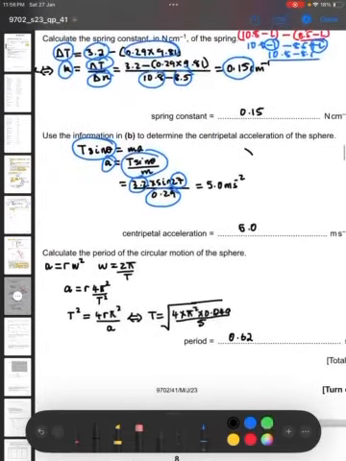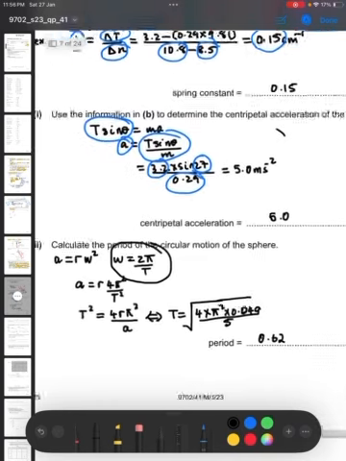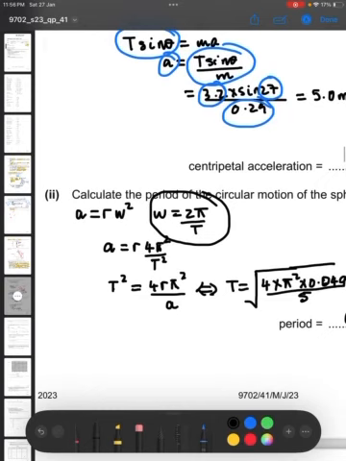Now the next question says, calculate the period of the circular motion of the sphere. Now period can only be found by two equations, but when you're in this topic of circular motion, it can only be found by this equation. If you have to find period, you must know angular speed. Now what else are we given as data? We know centripetal acceleration, and we know that centripetal acceleration is a formula which has got angular speed, omega. So centripetal acceleration is equal to R omega squared.